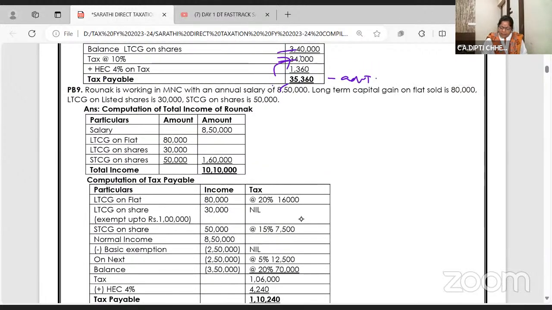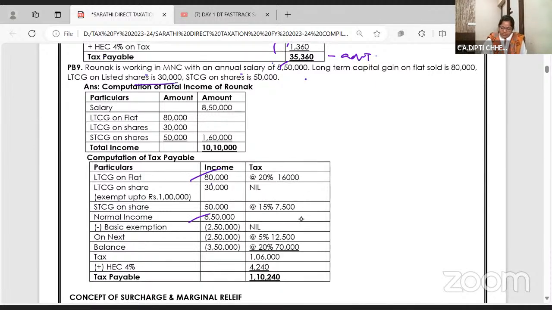Ronak is working in a company with 8,50,000 salary. Long-term capital gain on flat sold, 80,000, 20%. Long-term capital gain on shares, 30,000. This is completely exempt, because up to 1 lakh, long-term capital gain on shares is exempt. So 30,000 is exempt. Short-term capital gain.